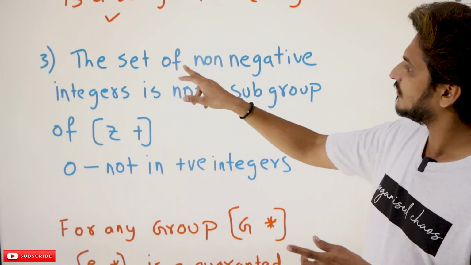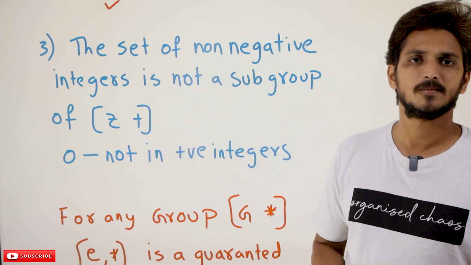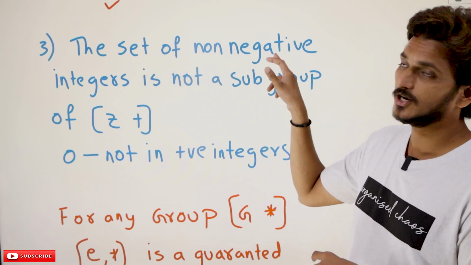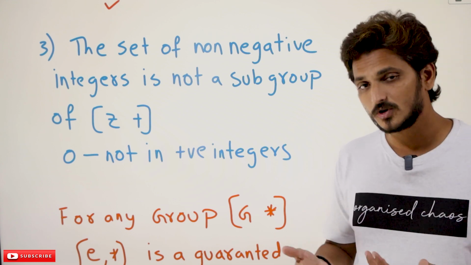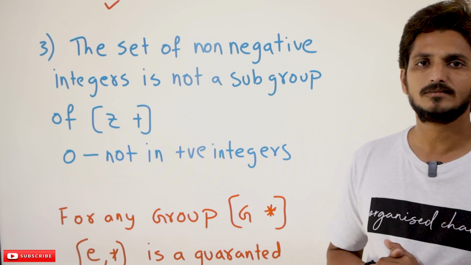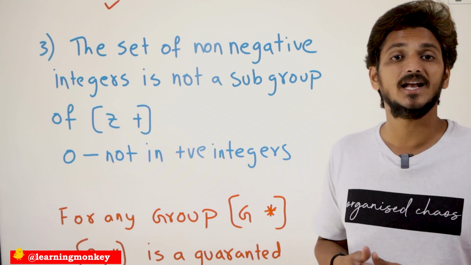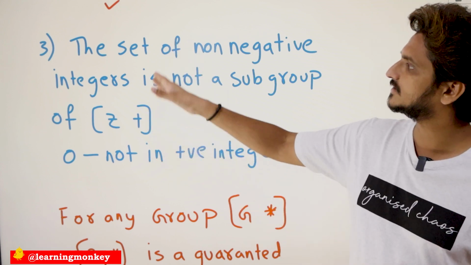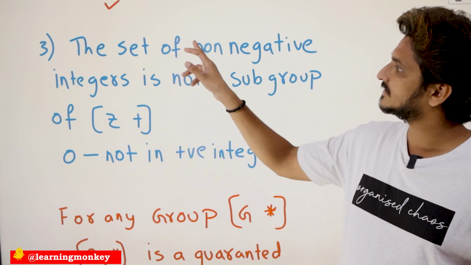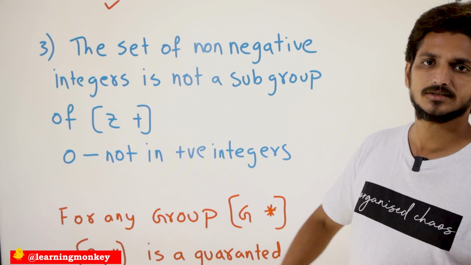Similarly, the next example: the set of positive integers is not a subgroup of Z plus. In Z, you are having minus infinity to plus infinity, all the integer values, but the set of positive integers has only positive integer values. So you are going to get 1, 2, 3, 4, 5 up to infinity. 0 is not added in the positive integers. But we are missing the identity element here. 0 is the identity element for both the sets. So we cannot find the identity element in this set of positive integer values. That's why this is not a subgroup of Z plus.